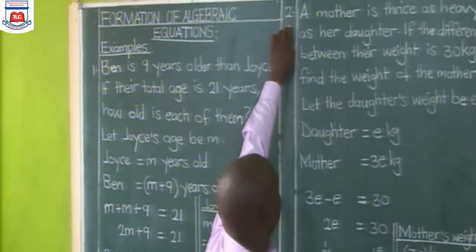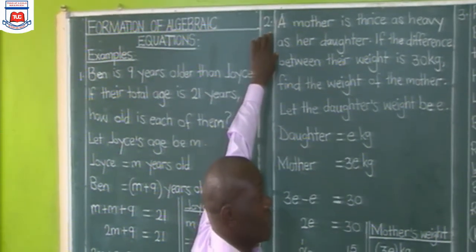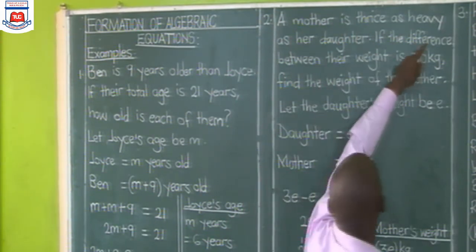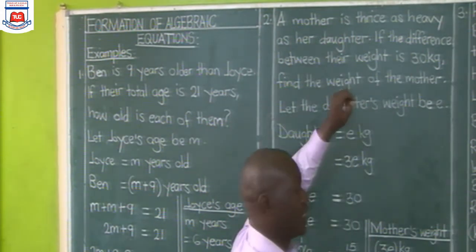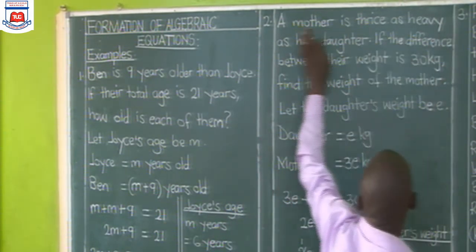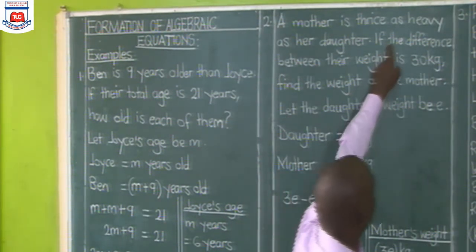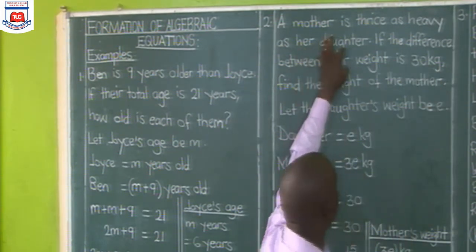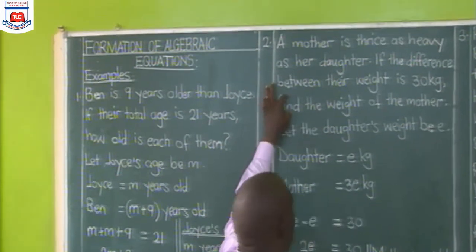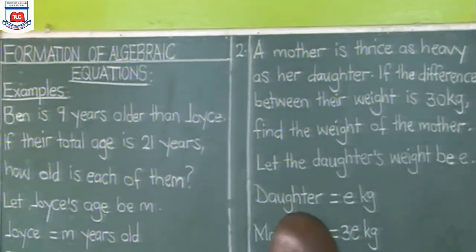Number 2 reads, a mother is thrice as old as her daughter. If the difference between their weights is 30 kilograms, find the weight of the mother.